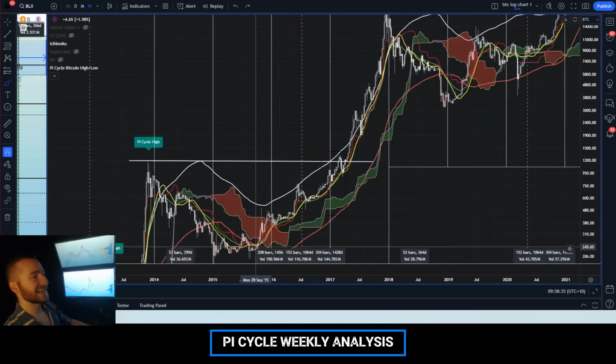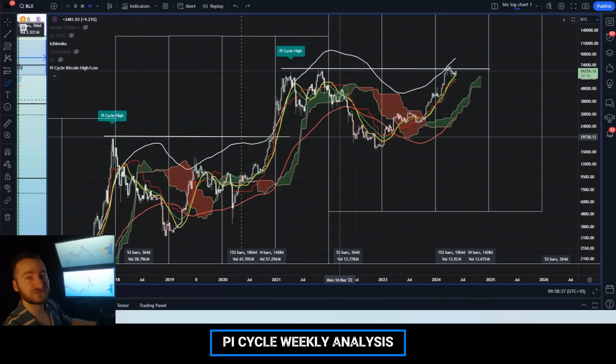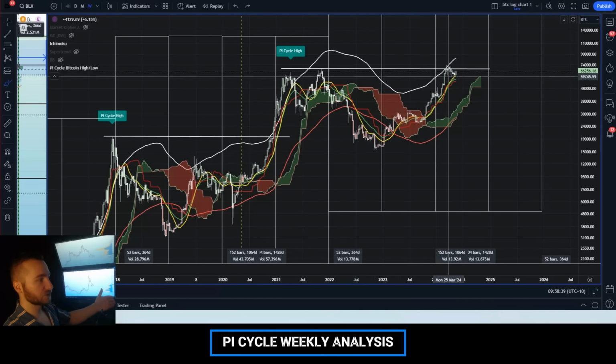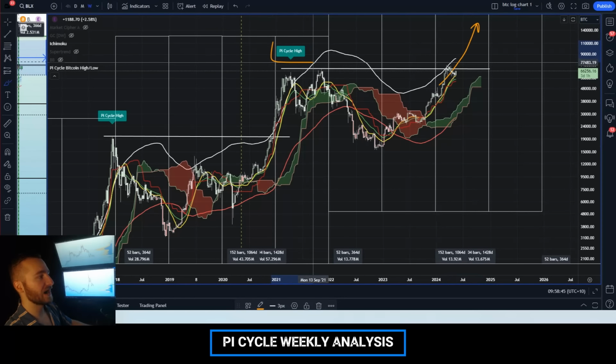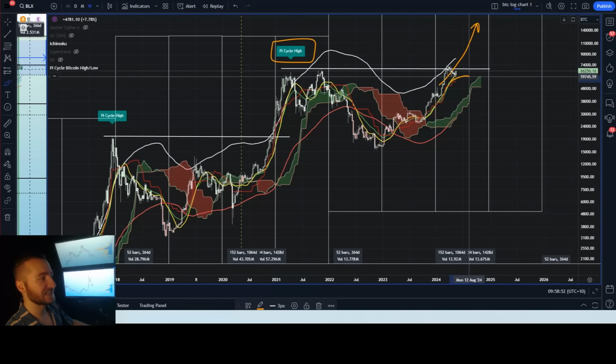So we can see that if we follow exactly what we have seen the last 3 times, which we are seeing now for a 4th time, it is telling us we are expecting macro continuations upwards to create a pi cycle high, okay? To create a pi cycle high before we break down from these indicators, which tells us 2 things. We would not expect to see a top until we create a pi cycle high.